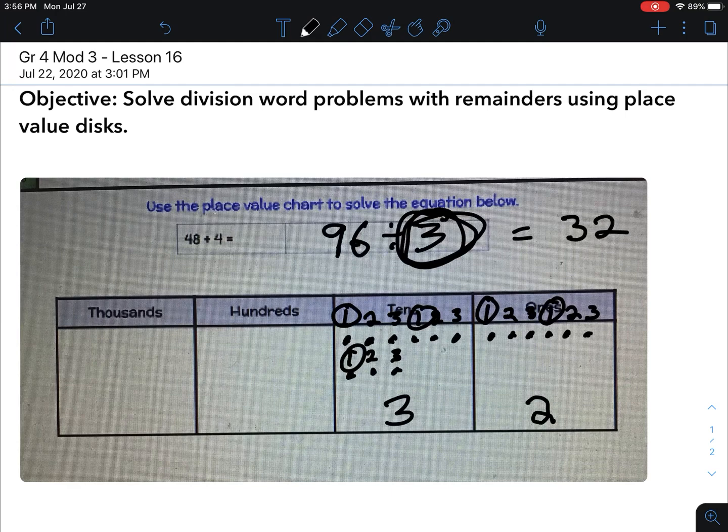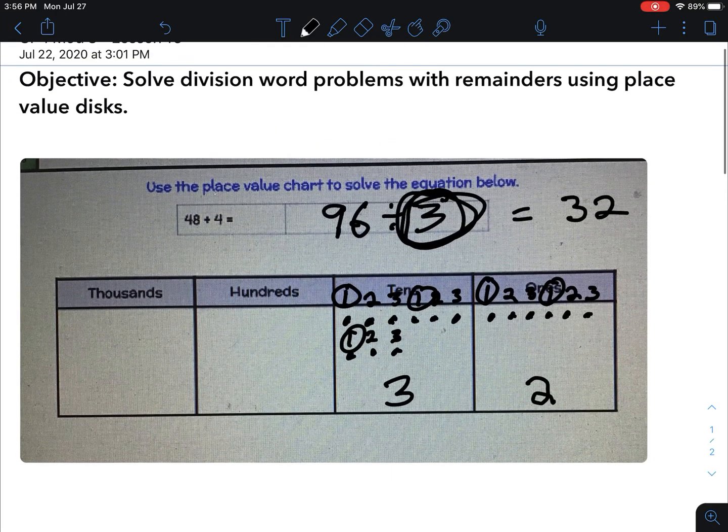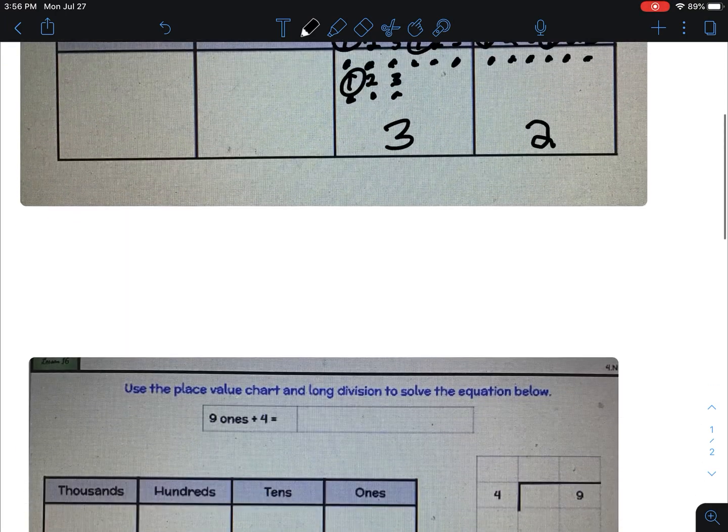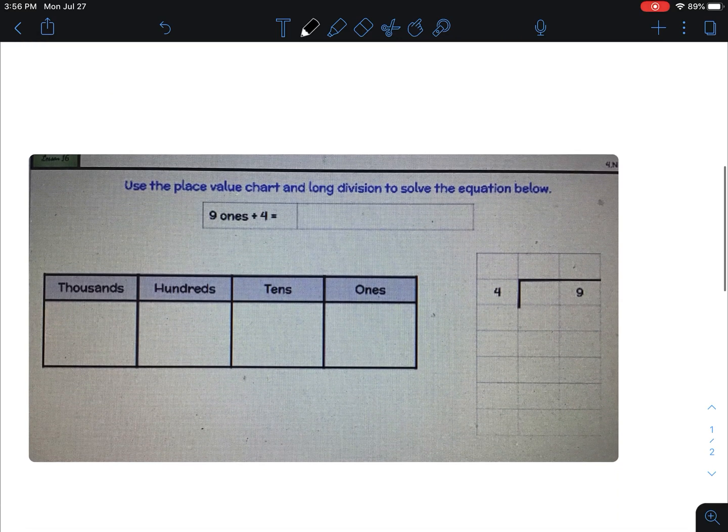All right. If that confused you, stop right now and go back to the beginning of the video before we move on. The next type of problem you're going to be doing with independent practice involves division with remainders. So they started you off with small numbers here. I'll rewrite it for you. It says 9 ones divided by 4.